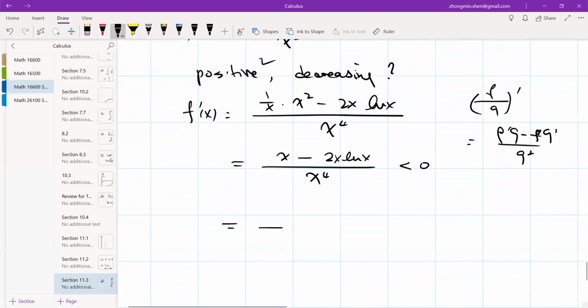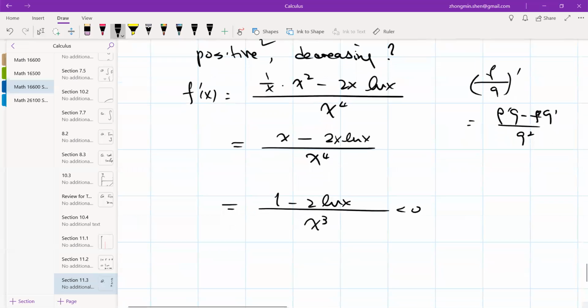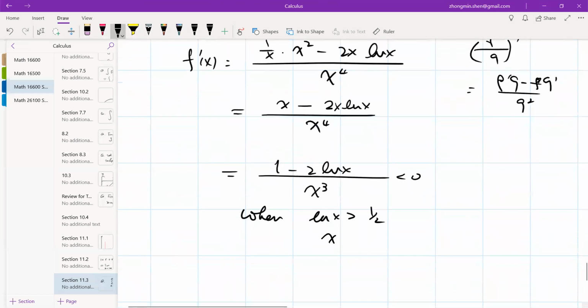So now, how do you see it's negative? You take x out, right? So you can divide that. 1 minus 2 natural log x. It's negative when x is sufficiently large. Okay? When natural log x is greater than 1/2. Okay? When x is greater than e to the 1/2.